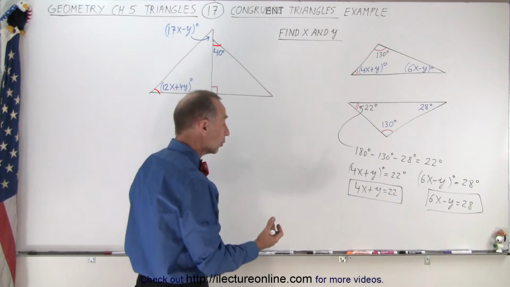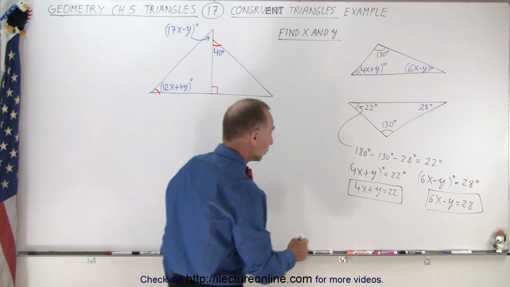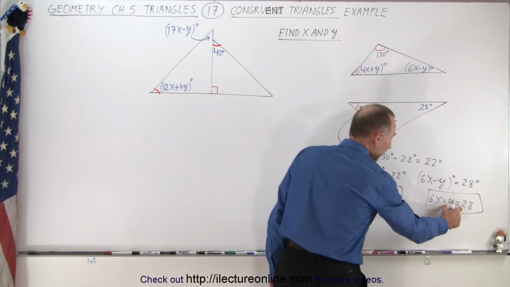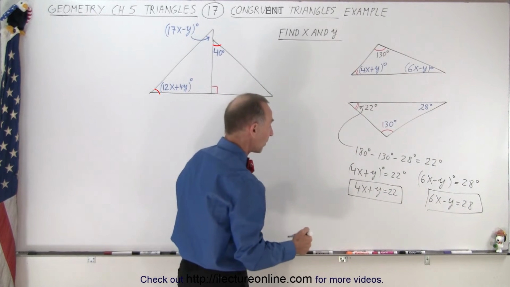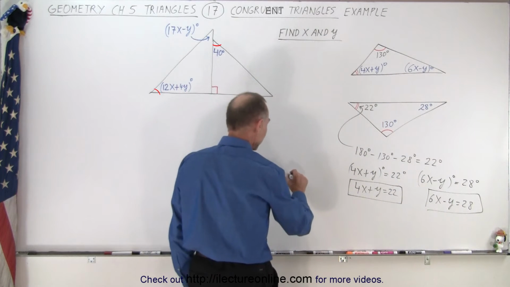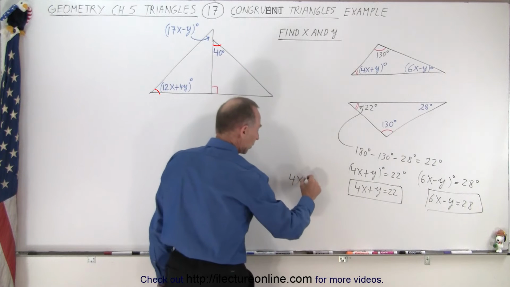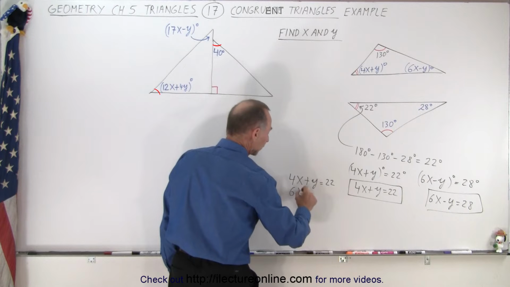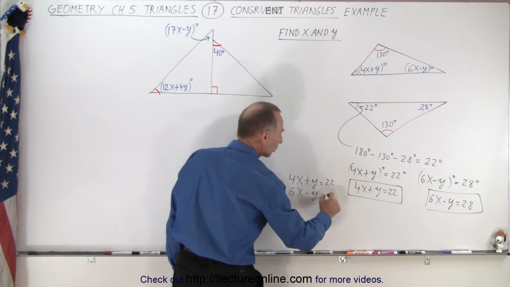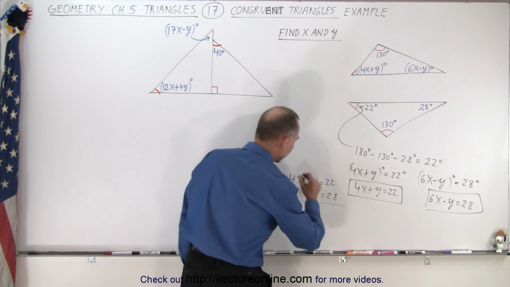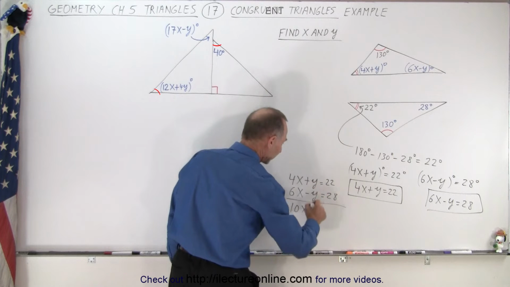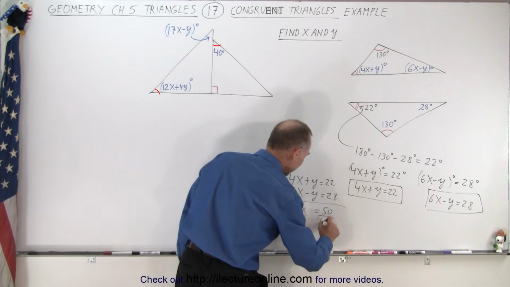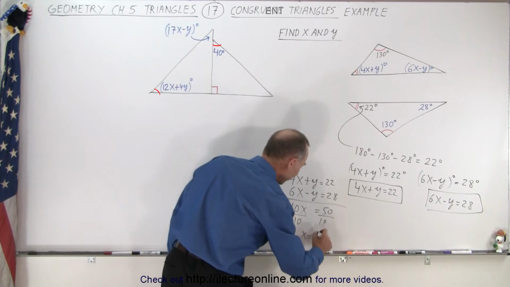Now I have to solve those for x and y, and notice that if I add these two equations together, I have a plus y here and a minus y here. They will simply drop out. So what I can do here is I can say 4x plus y equals 22, and I'm going to add that to 6x minus y equals 28. When I add them together, I get 10x, the y's cancel out, equals 50, divide both sides by 10, and I get x equals 5.